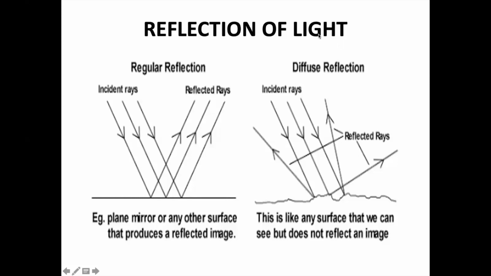Let us understand the meaning of reflection of light. Whenever light falls on a shining medium or any opaque medium, what will happen? It will reflect back in the same medium. It does not pass and go to another medium. This phenomenon is called reflection of light.